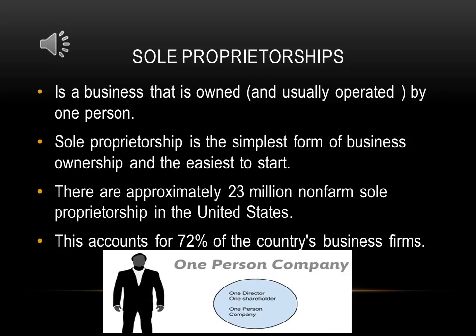First, we're going to look at sole proprietorship. A sole proprietorship is a business that is owned and usually operated by one person. Sole proprietorship is the simplest form of business ownership and easiest to start. There are approximately 23 million non-farm sole proprietorships in the United States. This accounts for 72% of the country's business firms.